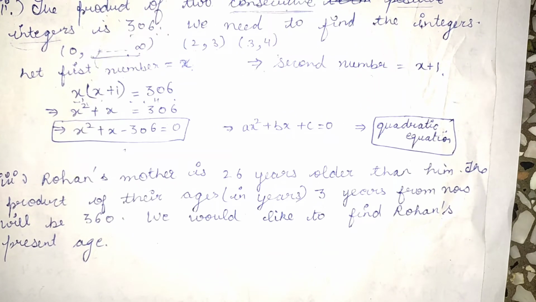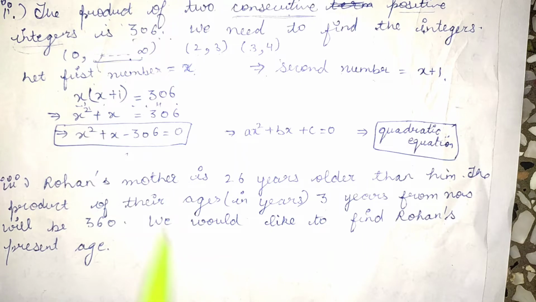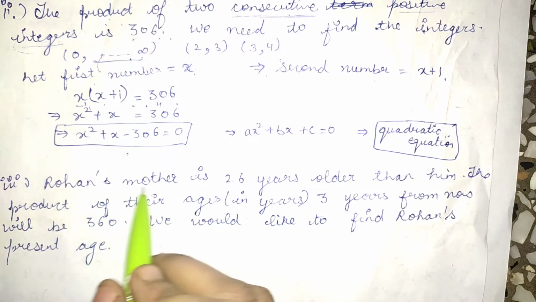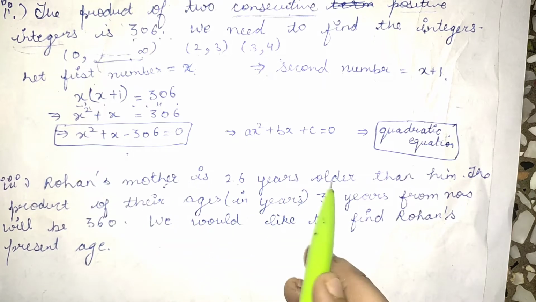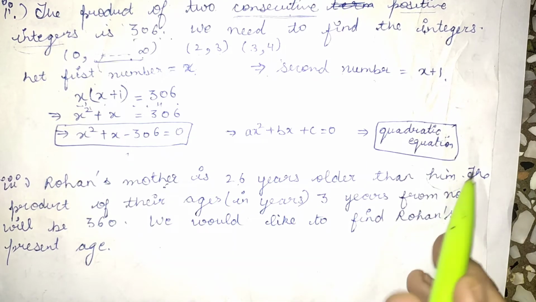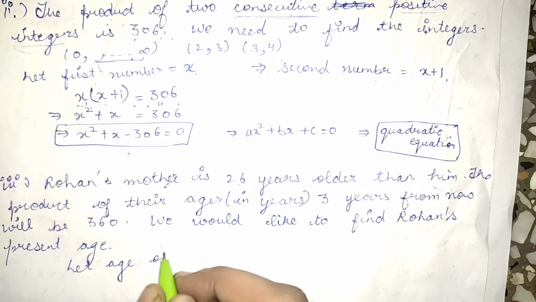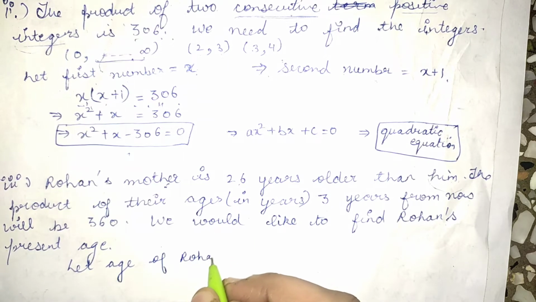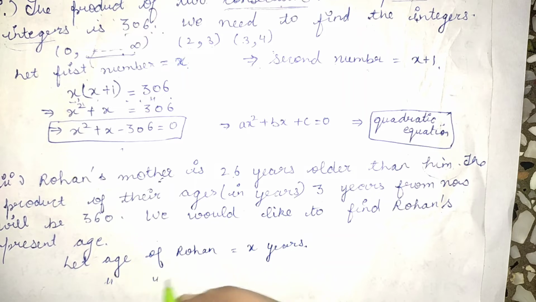Rohan's mother is 26 years older than him, right? The product of their ages. Okay, read the first statement. What is it saying first? Rohan's mother is 26 years older than him. So let us suppose the age of Rohan is x as of now, x years, right? So what will be the age of the mother?